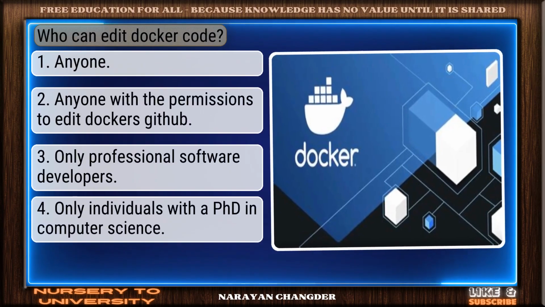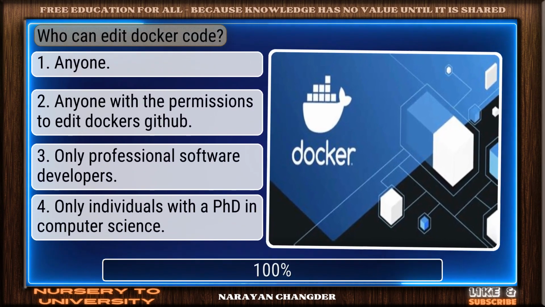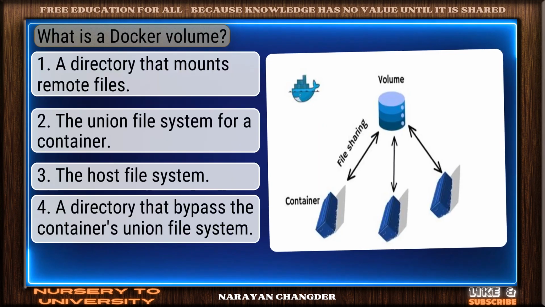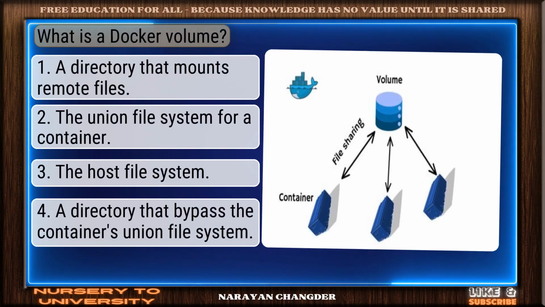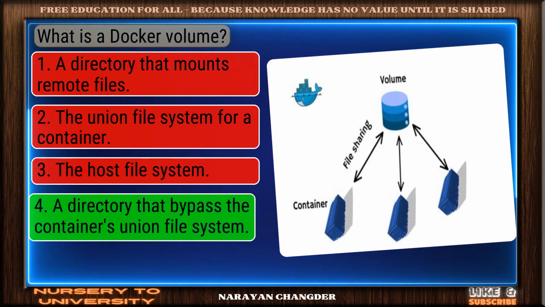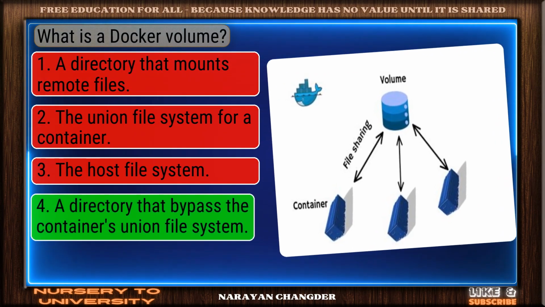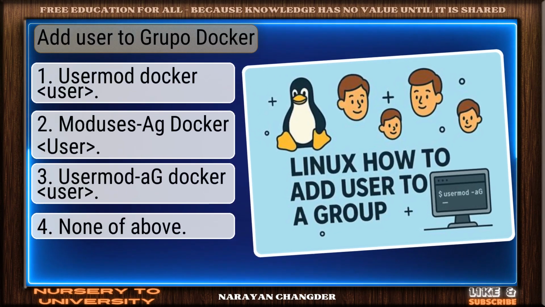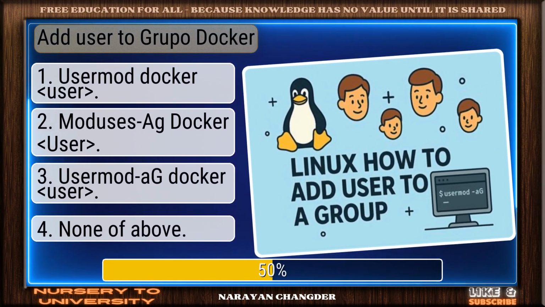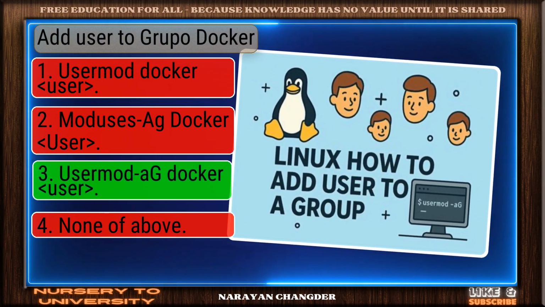Question number 60. Who can edit Docker code? Well reasoned. Anyone is the correct choice. Question number 61. What is a Docker volume? Great job. A directory that bypasses the container's union file system is the accurate answer. Question number 62. Add user to group Docker. Valid point. usermod Docker user is true.